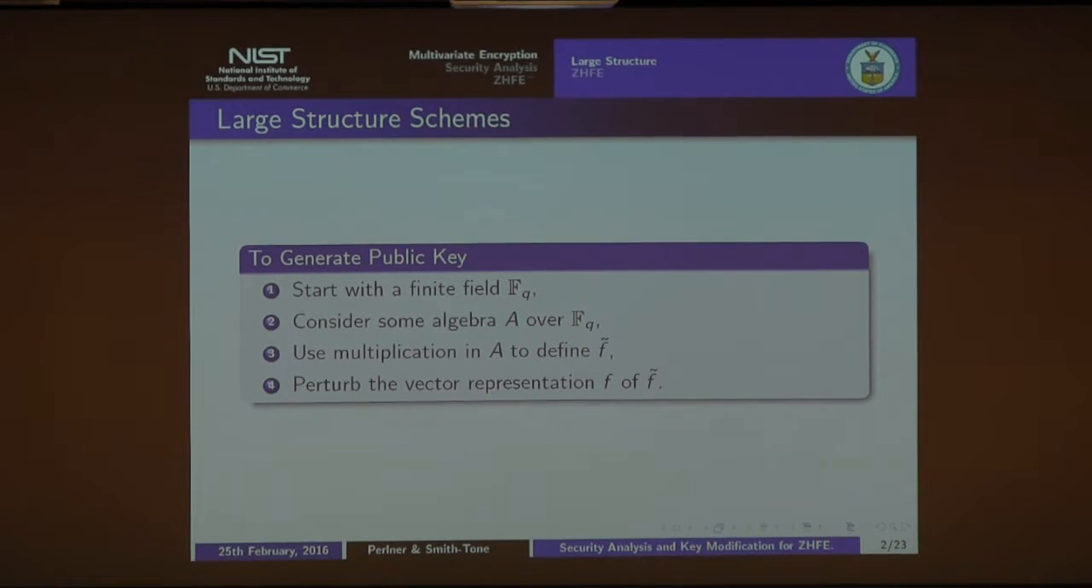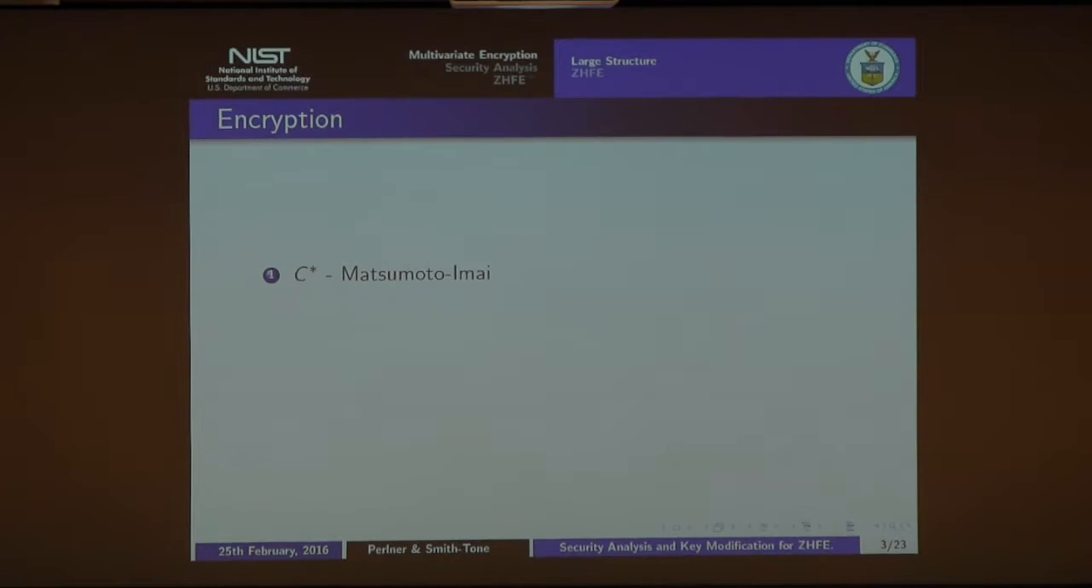So this algebra A, we've seen it in a few different ways of defining this algebra. One of them would be the original, the superstar, especially here in Japan, the superstar among the big field schemes, the Matsumoto-Imai scheme, we commonly call C star. So what's the structure here? You're using an extension field. Okay, so extension field has a nice structure. You can utilize that and use multiplications. The same thing for HFE. For HFE, you also use an extension field structure.